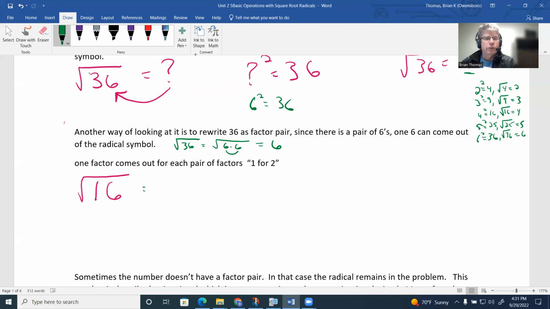If I have the square root of 16, notice that I can write a factor pair for 16. We know that 4 times 4 is 16. Since there's a pair of 4s, that means we have a perfect square present. What that means is one 4 can come out of the radical. So this turns into just simply 4. For every pair of the same factor, one of those factors can come out of the radical.